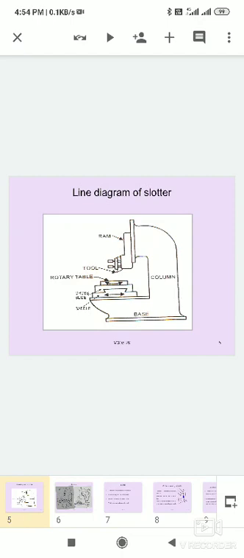Next, ram drive mechanism. The following driving mechanisms are used in a slotter so as to make the return, that is, idle stroke, faster than the cutting stroke. Idle stroke is a return stroke. It can be faster than the cutting stroke.